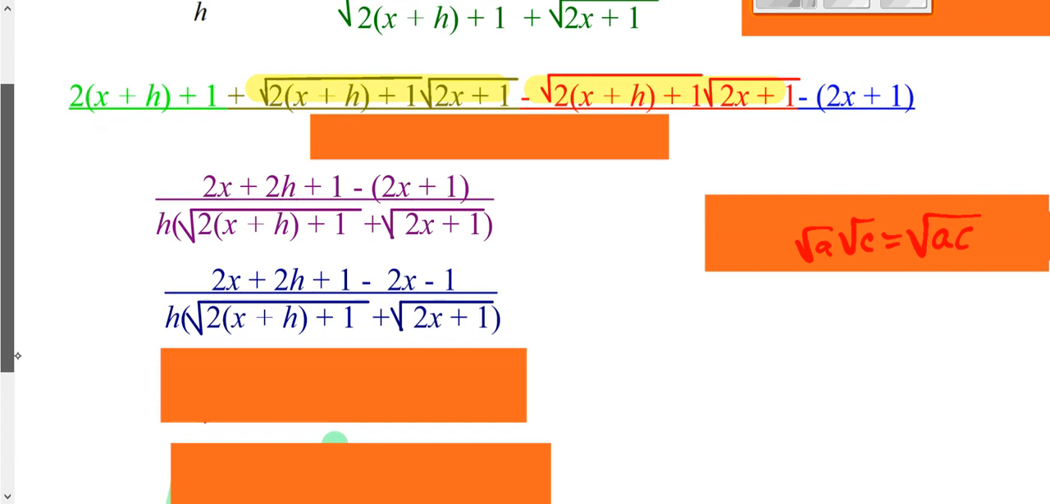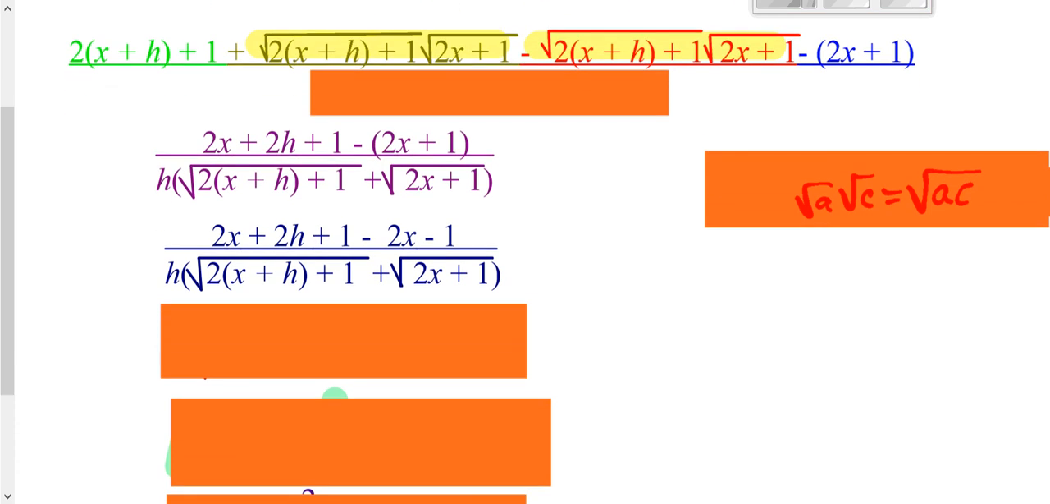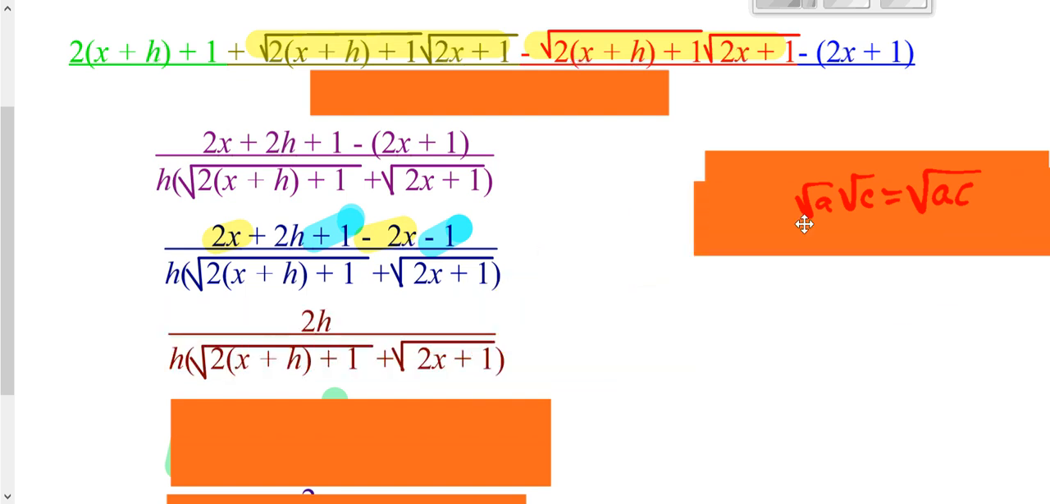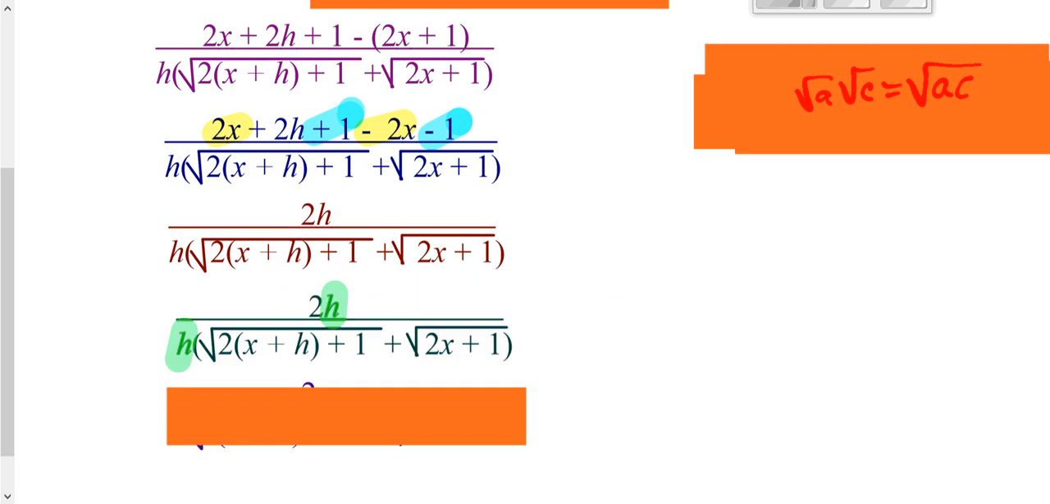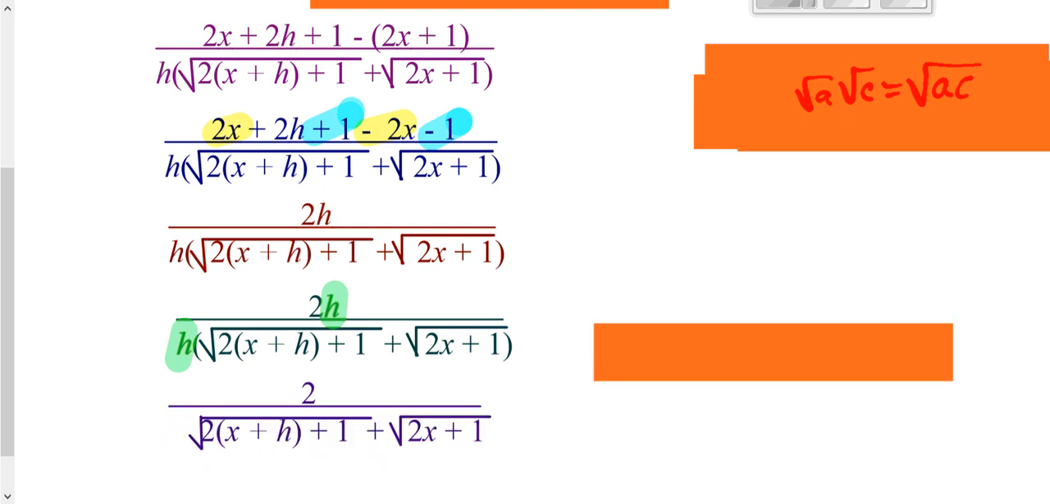Well, when you look at the top, you have, in this case, a 2x and a minus 2x. You have a minus 1 and a positive 1, leaving us only with a 2h on top. So the top is 2 times an h. The bottom is an h times everything in parentheses. So you have h times the top, h times the bottom, and special form of 1. You can cross those out. So you're left with only a 2 on top, and then you're left with what's in the parentheses on the bottom.